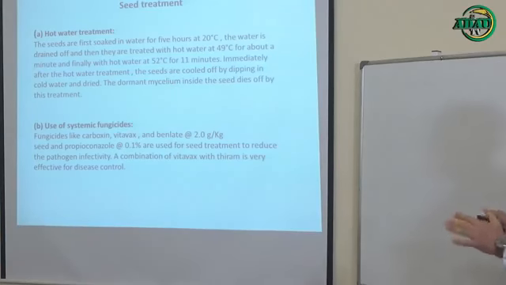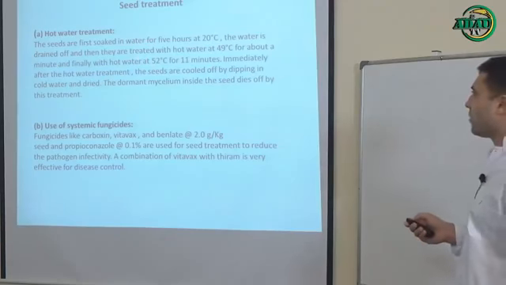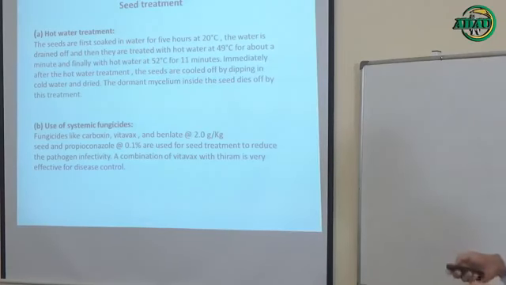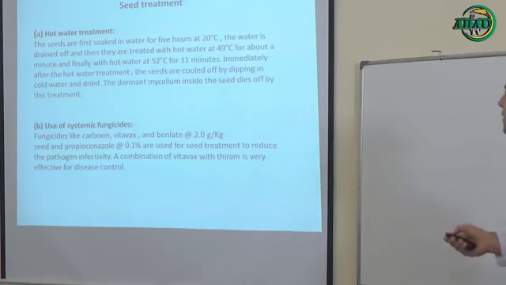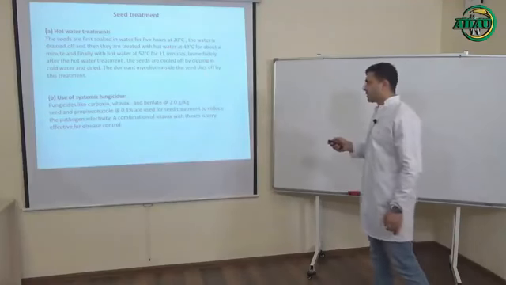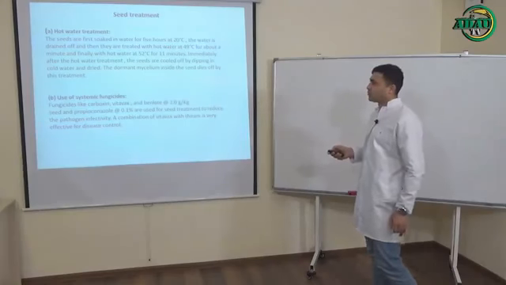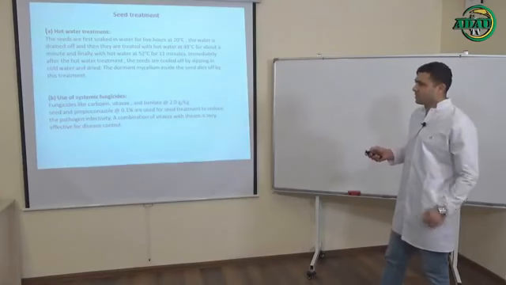How can we do this? At first, seeds are soaked in water for 5 hours at 20 degrees Celsius, and then the water is drained off, and they are treated with hot water at 49 degrees Celsius, which I mentioned to you before about this point. We can also use systemic fungicide.